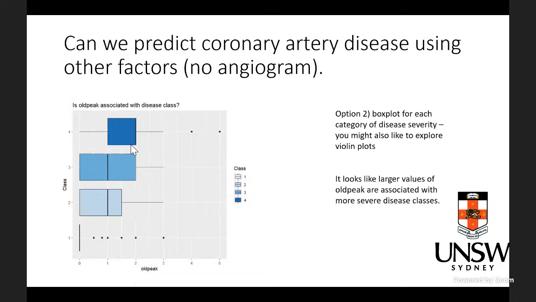Like this line here is the median. So you can see in disease class 4, the median old peak score is 2. And people with high old peak scores are nearly always in the highest disease class, or at least the upper 2 disease classes. You could also experiment with violin plots. There's another version of box plots.